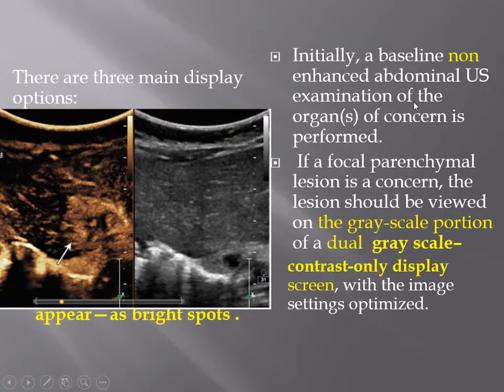Initially, we will of course do the ultrasound to see any focal lesion. Then we will take images of the grayscale portion. It will be a dual image of grayscale and contrast only. So this will be the grayscale, and this one will be the contrast-only display. As you can see, it has suppressed the signal of all the background.